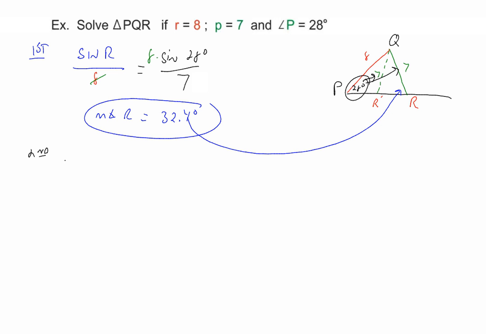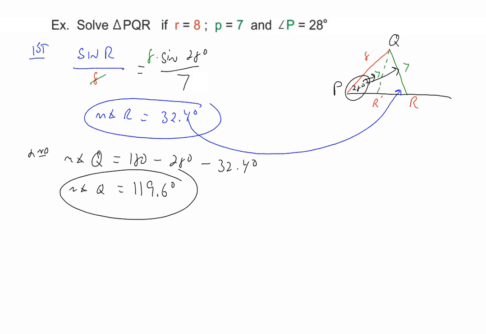Second, now I can get the measure of angle Q. And just to be clear, that's 180 minus the 28 we were given, minus the 32.4 we just found, right? The 3 angles of a triangle are 180. So the measure of angle Q is 119.6 degrees.